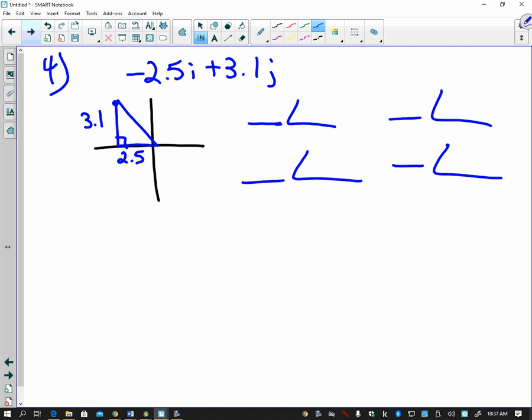Okay. What's the first thing I need to find? What is going to go in these places right here? What number is being represented in those 4 places? The hypotenuse. Okay.